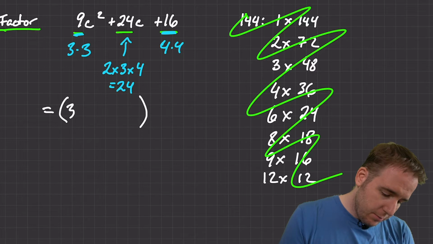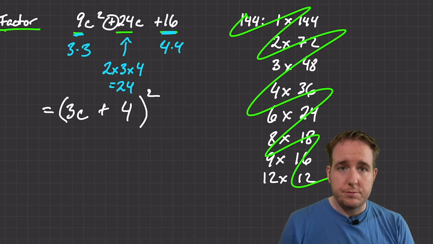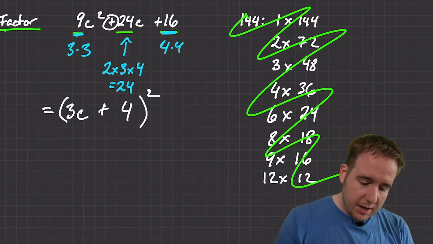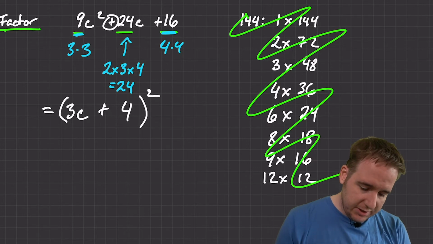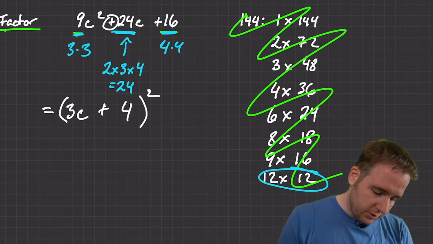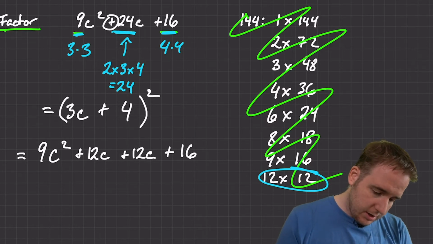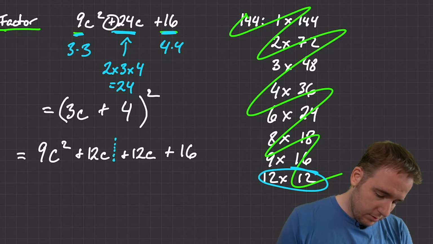This would be 3c. This would be 4. This would be plus squared. Okay, let's say you didn't notice that. You could still go back to this list and realize that if I wanted to make 24, I could use 12 and 12. So this could do the same old method, 9c squared plus 12c plus 12c plus 16. Divide in 2.